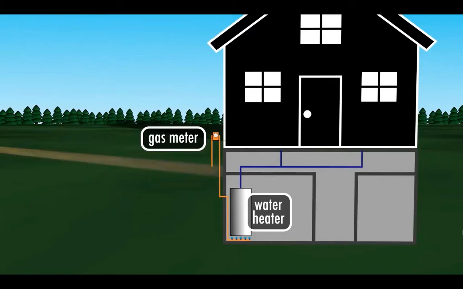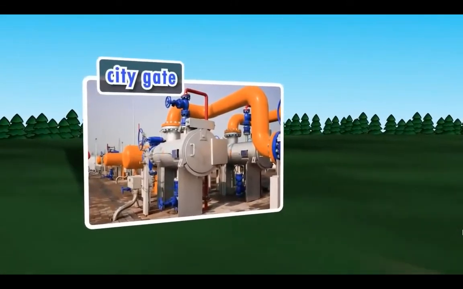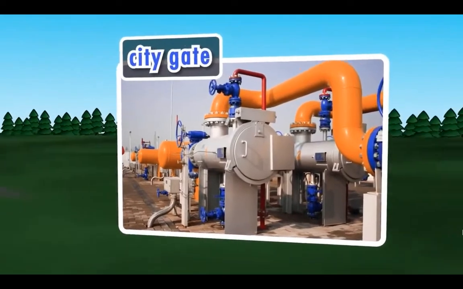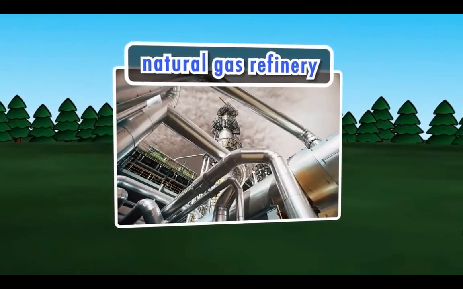And the natural gas that heats your home works in a similar way. The gas meter and line that connects your home to natural gas travels through pipelines underground to a city gate and then continues on long distances to a refinery where it is made.